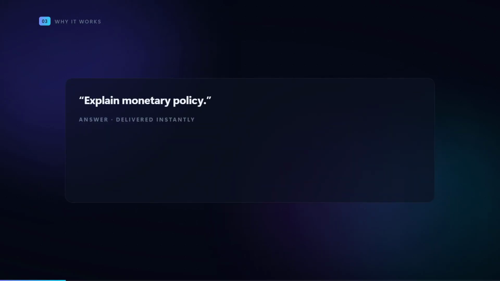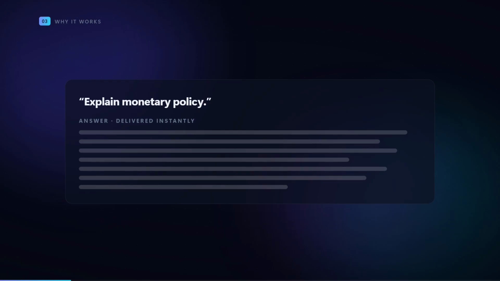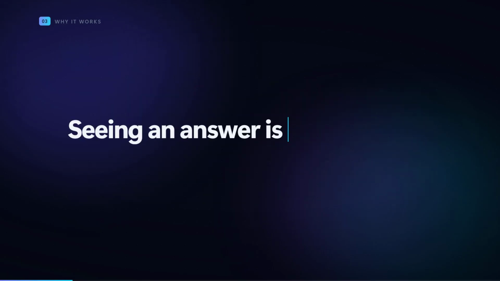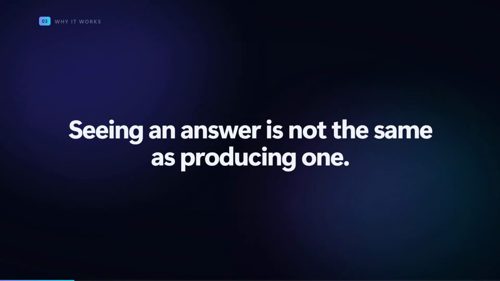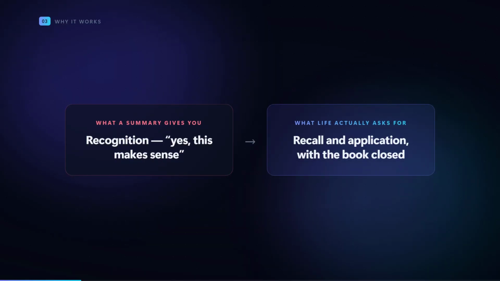You may ask, when we already have so many powerful AIs, why do we need this special method? Because most AI tools are designed to be helpful, and sometimes they are too helpful. You ask a question and they immediately give you the answer. But seeing an answer is not the same as being able to produce that answer yourself. A PDF summary mainly creates recognition. You read something and think, yes, this makes sense. But an exam, an interview, a meeting, or a real-life decision requires recall and application.